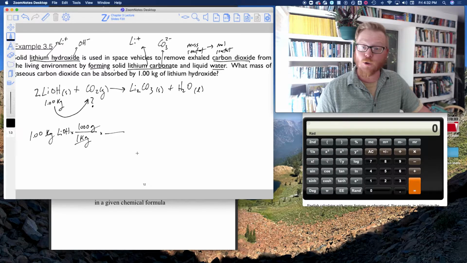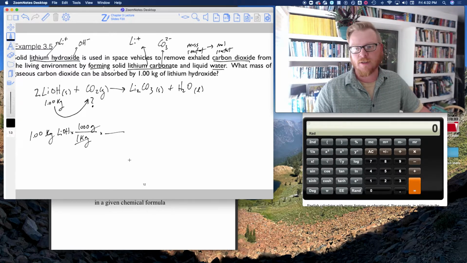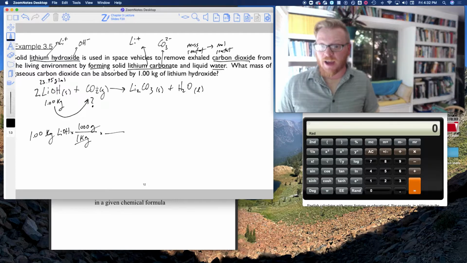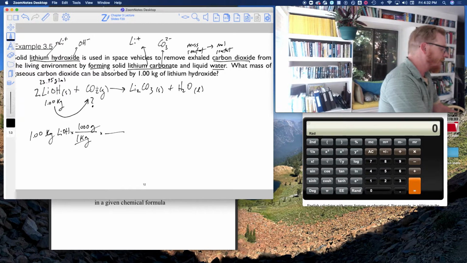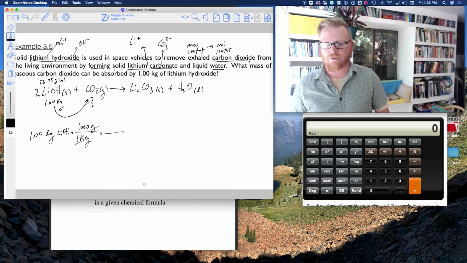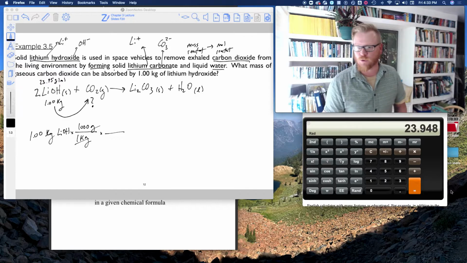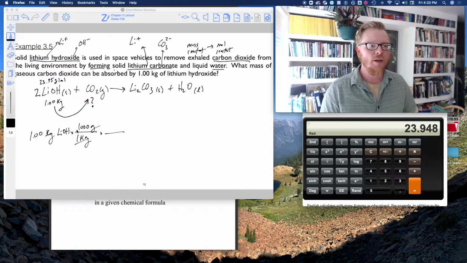And now if I look up the molar mass on the periodic table of lithium hydroxide, well, of lithium plus oxygen plus hydrogen, okay, it is 23.95 grams per mole. So I get that from the 15.999 for oxygen, 1.008 for hydrogen, and then lithium is 6.941. Okay, so 6.941 for lithium plus 15.999 for oxygen plus 1.008 for hydrogen, 23. I wrote 95, but you can see it's 23.948. 23.95 is fine.